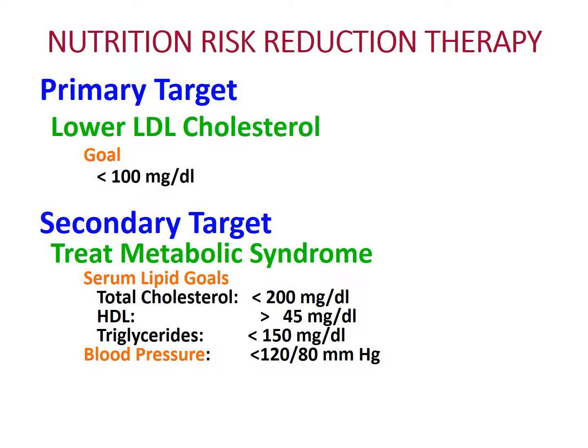But if a patient comes in and their primary target, LDL cholesterol, is not an issue, it meets the guidelines, then the secondary target that a person would want to look at is the metabolic syndrome. So we've talked about metabolic syndrome and introduced that, but we're looking at reducing total cholesterol, the HDL, triglycerides, and then the LDLs that we talked about last time, and blood pressure. So we'll address blood pressure when we get to the hypertension section.